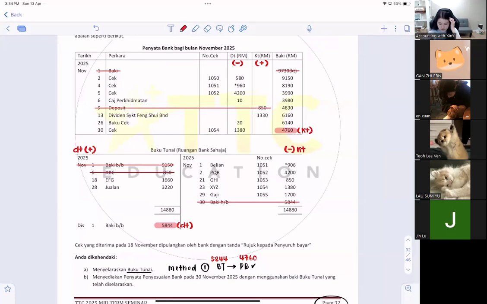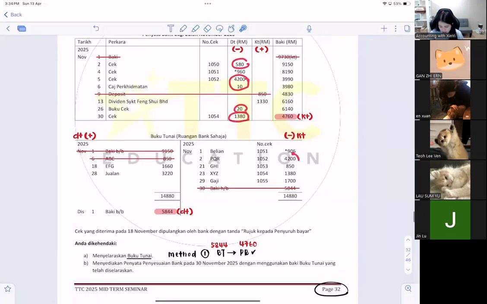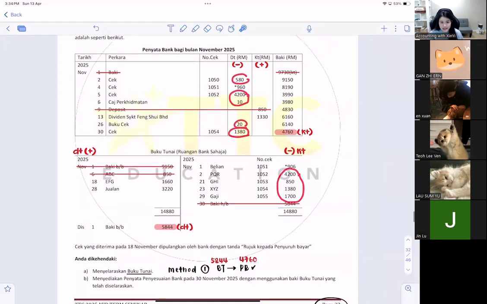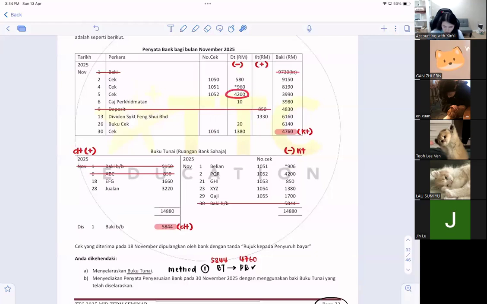Okay, moving on to the negative side. There are 1, 2, 3, 4, 5, 5 numbers for us to check against 4 numbers in buku tunai. Do they match? Okay, first one that matches is 4,200. So you can cross off the 4,200 here, also in your buku tunai. Second one that matches is the 1380, both inside the Penyata Bank and the buku tunai. Okay, so we have already completed the cross-checking, right?